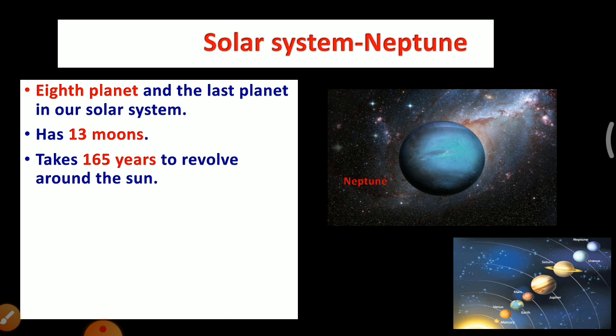So, Neptune is the eighth planet and the last planet in our solar system. It has 13 moons and it takes 165 years to complete one revolution.